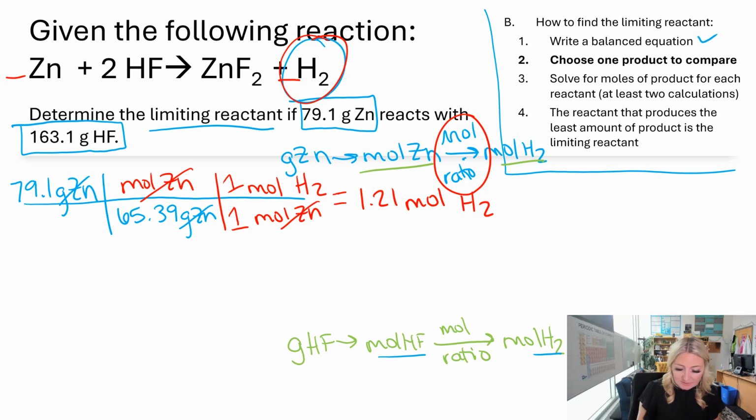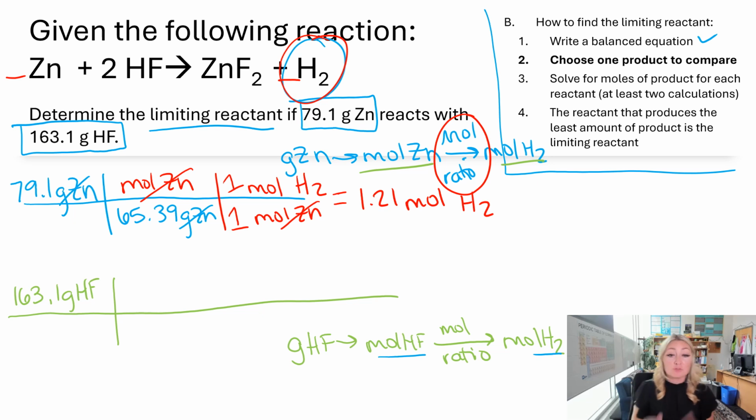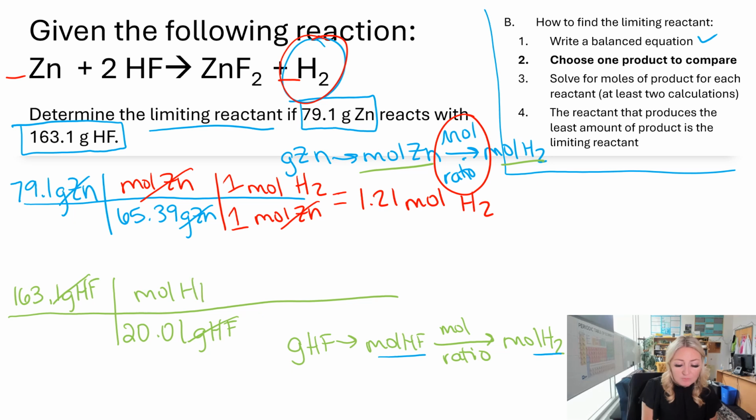Okay, let's do our next equation because we need to see, starting with 63.1 grams of HF, how many moles we're going to produce of H2. So we're doing the exact same thing, but with the other reactant. One of these is going to produce less. That's my limiting reactant. So to go from grams to moles, I'm going to use the molar mass. So adding up 1 hydrogen plus 1 fluorine, the mass is 20.01 grams. I'm putting this on the bottom because I want to cancel grams and I want to be left with moles.